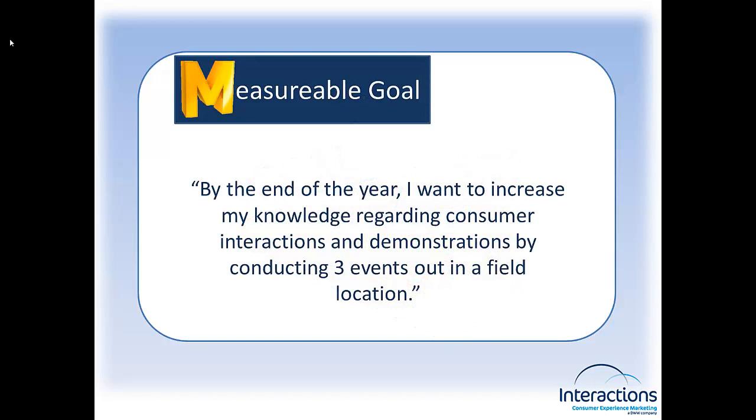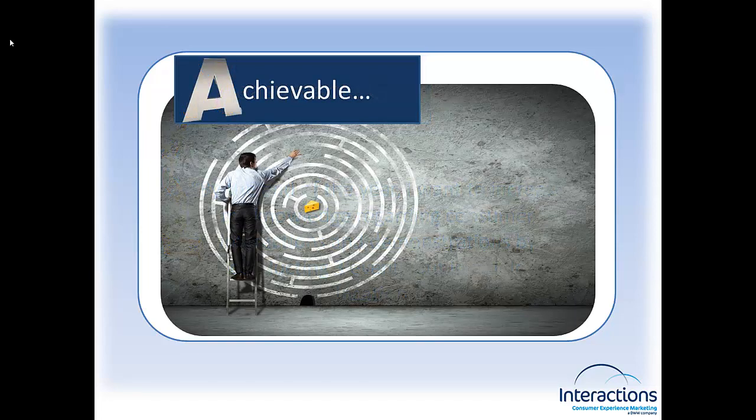For example, a measurable goal would be, by the end of the year, I want to increase my knowledge regarding consumer interactions and demonstrations by conducting 3 events out in a field location. You would be able to measure this goal within the targeted time frame and by the specific number of events completed. A is for achievable.